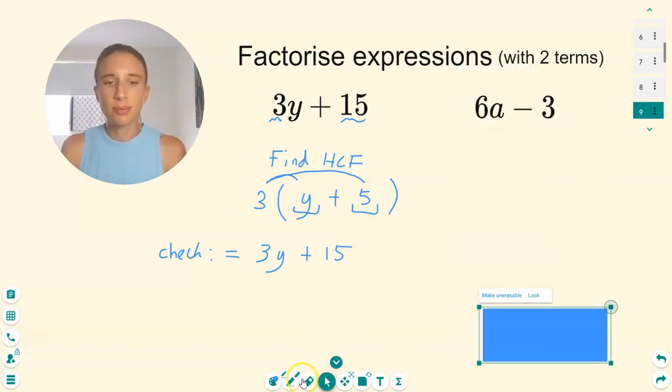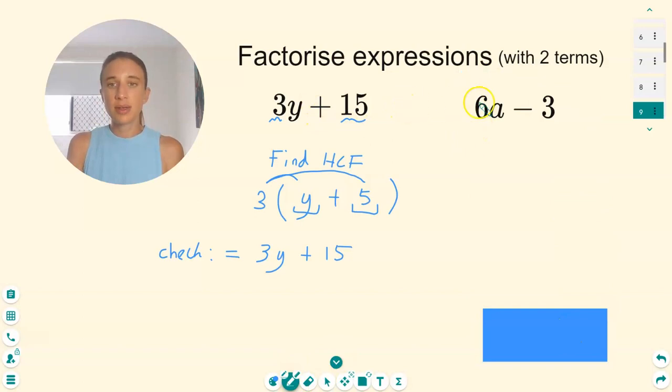Let's try out this one. Just takes practice, okay? So 6a take 3. First step, work out what's the common factor of your coefficients. And I know that there's a negative in here and that confuses people. Just ignore it for now. Let's focus on dragging a positive out the front. So the highest common factor of 6 and 3.